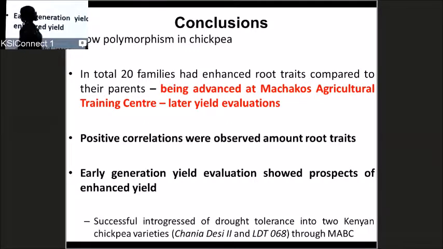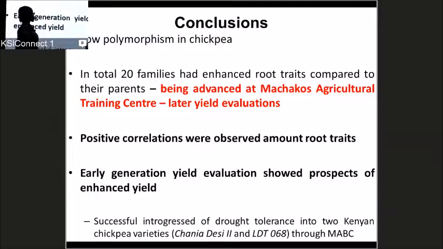Then again, from the several families that were obtained, we had a total of 20 which had enhanced root traits compared to their parents. These are being advanced at Machakos Agricultural Training Center, and later on we will have yield evaluation. Although initially we had an early evaluation of yield, which is shown here, the early generation yield evaluation showed that there is prospect for enhanced yield.